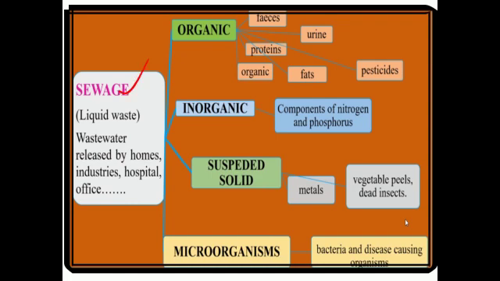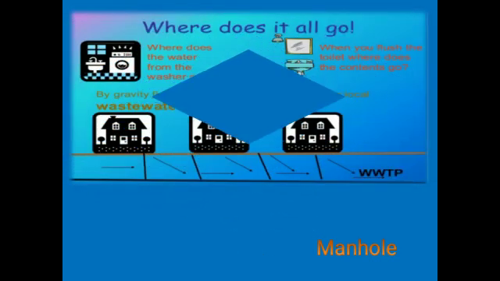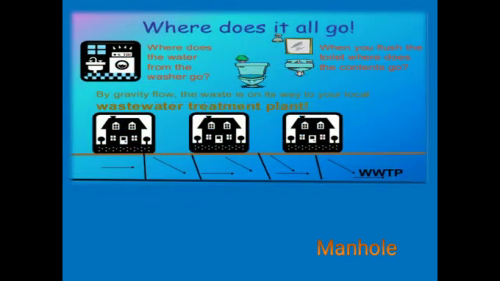Okay, fine. So here I have given the mind map of the things present in the sewage. Sewage is a liquid waste. It contains organic, inorganic, suspended solids and microorganisms, as we discussed in the previous slide. This is just an overall view of that.